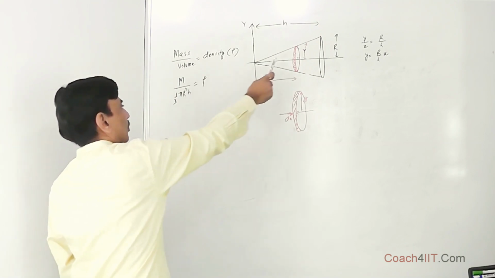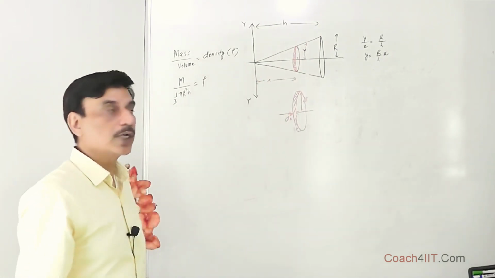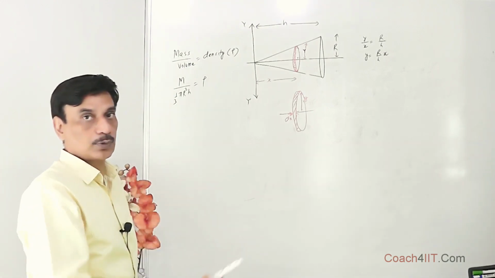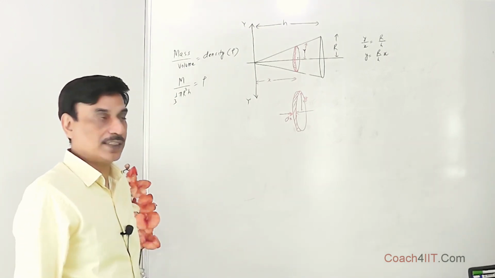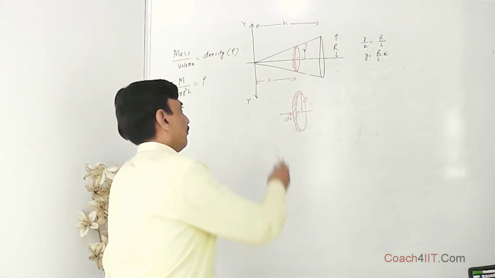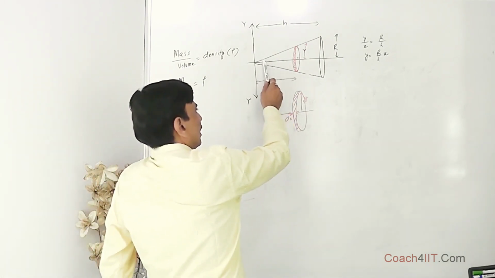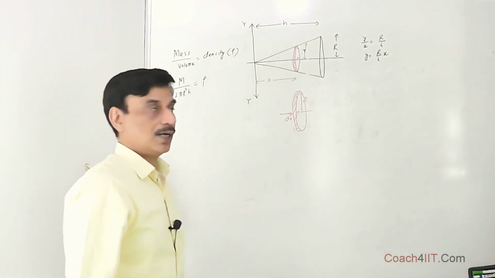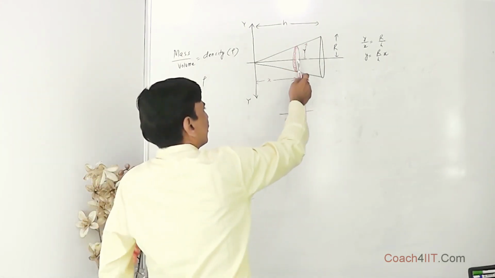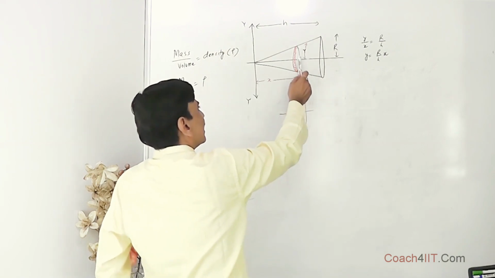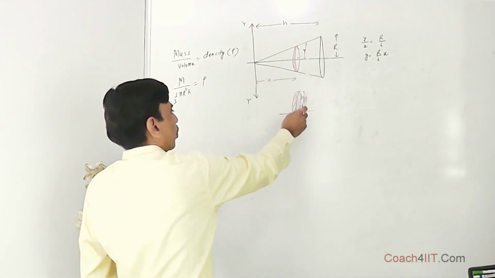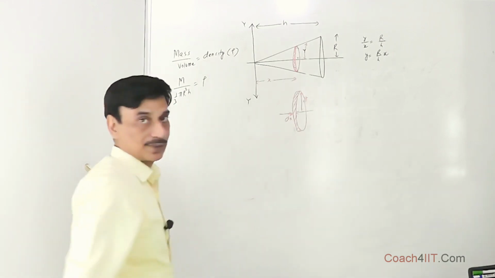Total mass of this right circular solid cone is, suppose, M. Volume is 1 by 3 pi r square h, though you can also find this volume through basic integration. If we take a small disk at a distance x of thickness dx, we have cut a section. Obviously its radius will not be equal to r. Let's say its radius is y and thickness is dx.